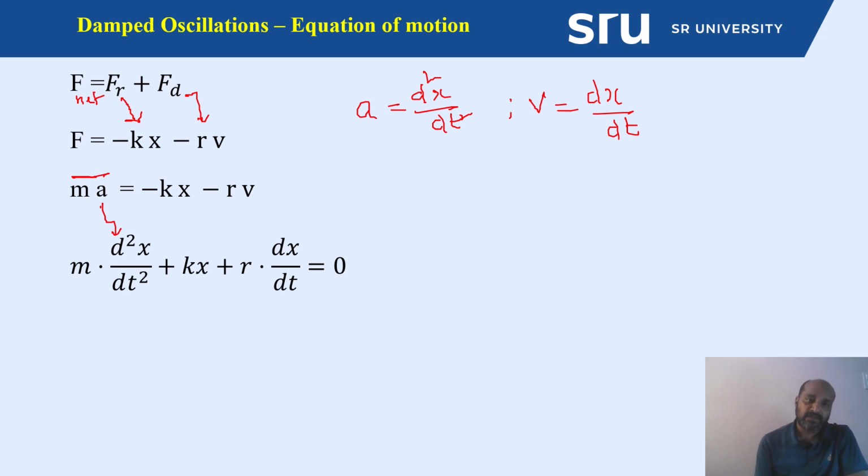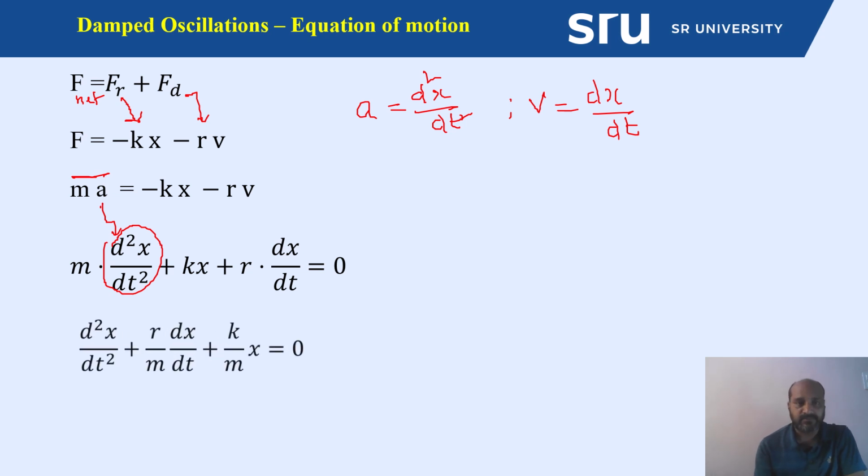But in order to write that in standard form, there should be some conditions. There should be no coefficient for d2x by dt square. So that's why we will divide by the mass on both sides of the equation. After dividing, this becomes d2x by dt square plus r by m dx by dt plus k by m x is equal to 0. Now you can see there is no coefficient for d2x by dt square, but still it is not in standard form.